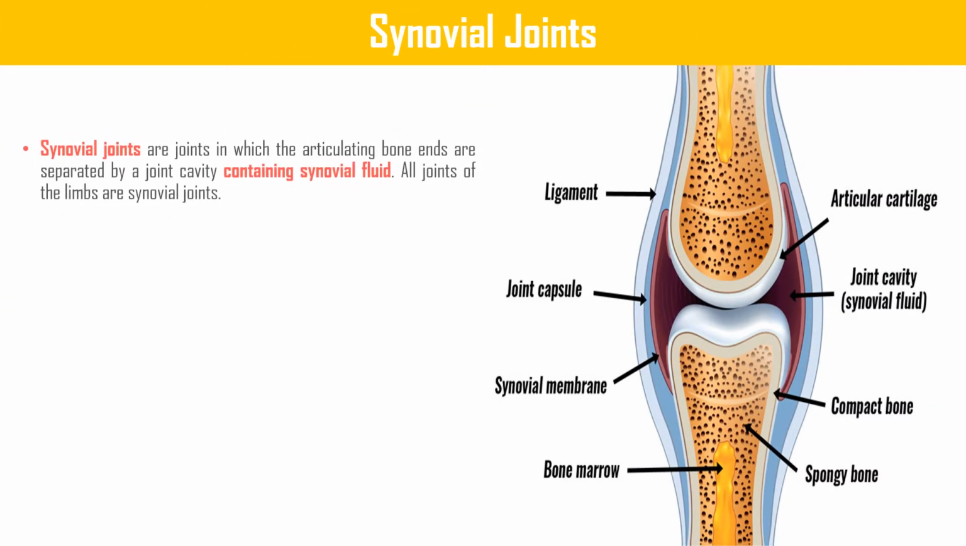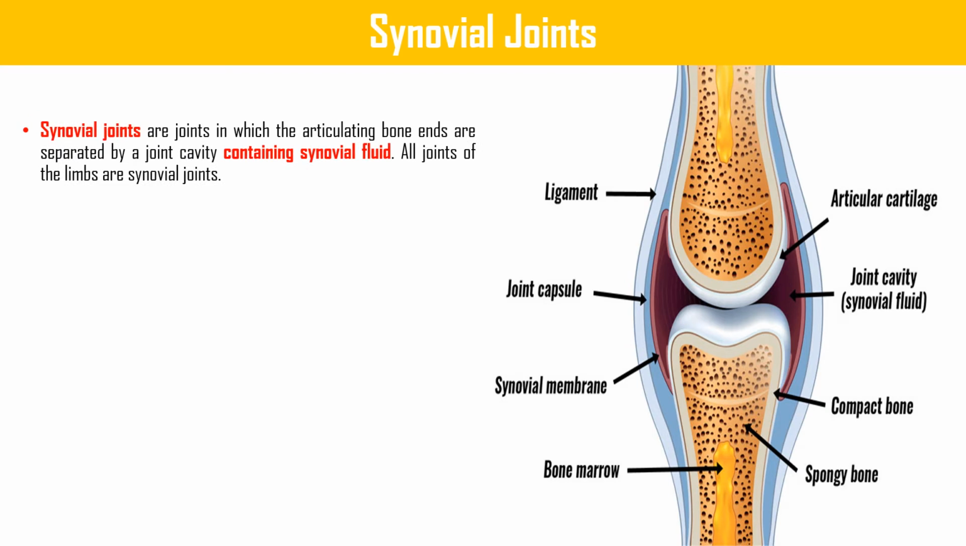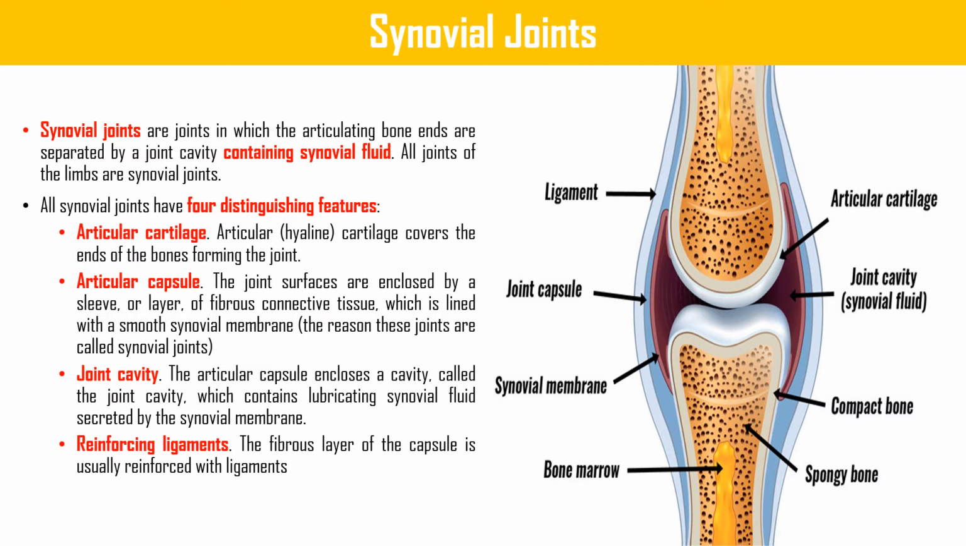Synovial joint. Synovial joints are joints in which the articulating bone ends are separated by a joint cavity containing synovial fluid. All joints of the limbs are synovial joints. All synovial joints have four distinguishing features: articular cartilage, articular capsule, joint cavity, and reinforcing ligaments.